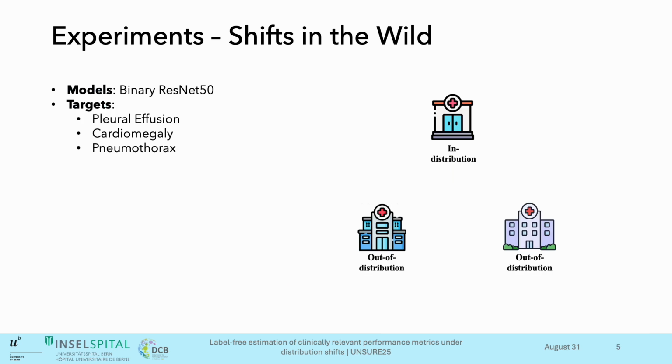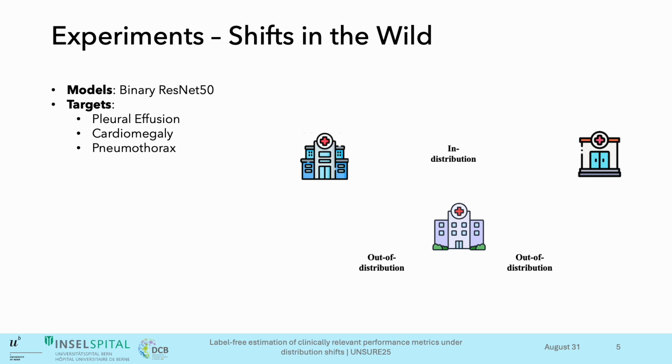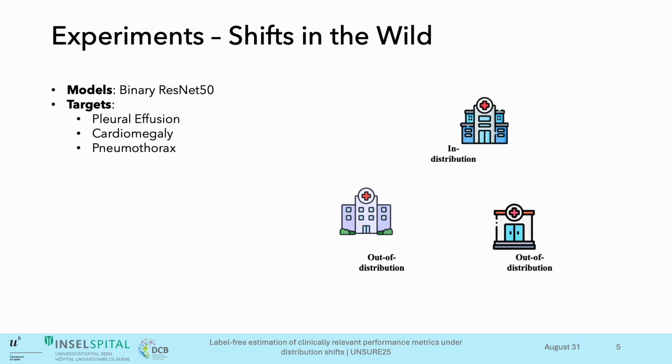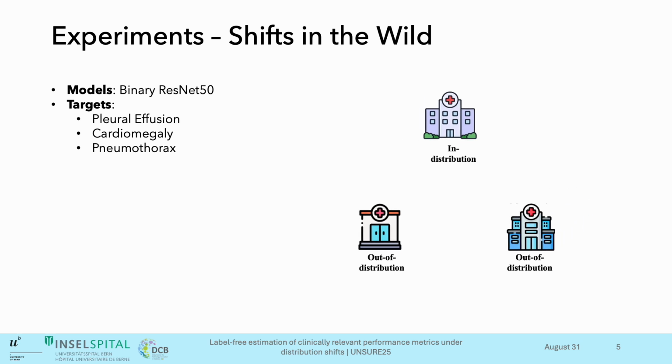We evaluated these two metric estimation methods together with baselines on chest X-ray classification with 3 experiments. First, we looked at shifts in the wild. Here we trained 3 binary ResNet-50 models to classify pleural effusion, pneumothorax, or cardiomegaly from chest X-ray images and evaluated performance prediction methods on 2 additional datasets serving as out-of-distribution data. We then permuted the roles of in- and out-of-distribution datasets and repeated the process twice, yielding a total of 18 evaluation points per method.